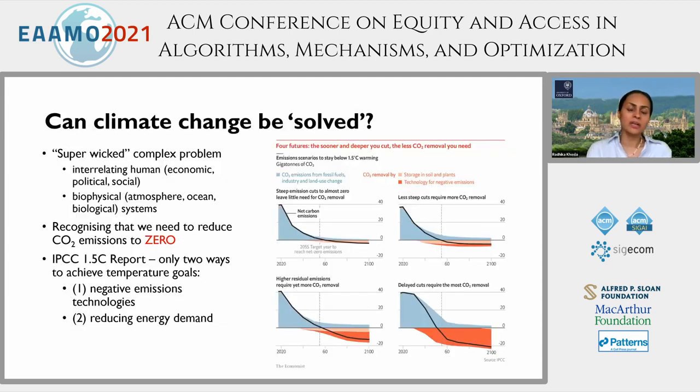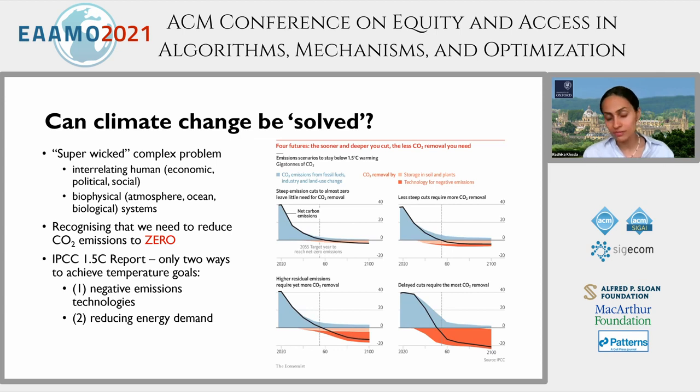So, the big question for us is can climate change be solved? And it's very hard to think about solving climate change because climate change is what is technically called a super wicked problem. And what is a super wicked problem? A super wicked problem is one where you have many interrelating aspects.